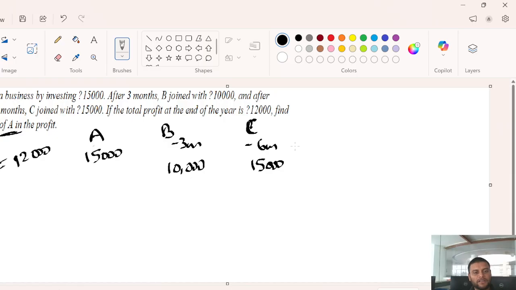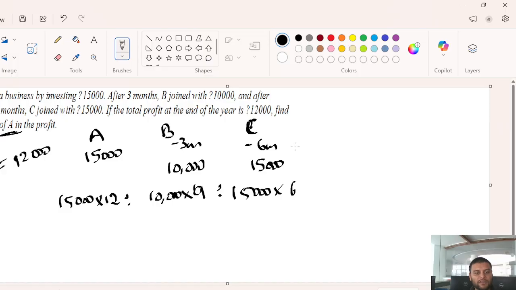To find the share of A, first we have to find the investment ratio. Investment of A is 15,000. Time of investment is 12 months. Investment of B is 10,000. Time of investment is 9 months because B joined 3 months later. And C's investment is 15,000. Time of investment is 6 months.